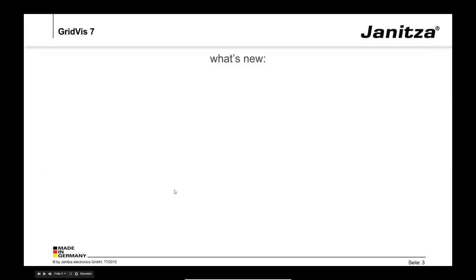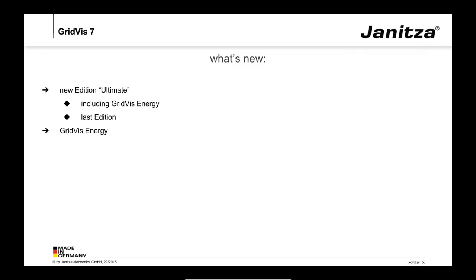We start with a presentation. What is new? We have with the GridVis 7 a new edition. It is called Ultimate. This edition has a focus on the included GridVis Energy. That is our latest edition, and I will show you the GridVis Energy functions. We have a clear device list. First of all, it's a web-based solution. GridVis Energy is the name of the web interface. I will show you that later, or the details in the live system.